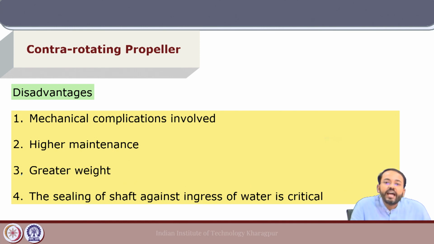The assembly will have a greater weight due to the mechanical complexity, and also because two propellers are involved. Finally, the sealing of the shaft against water ingress will be critical, and this needs to be done in a proper way for the design of contra-rotating propellers.